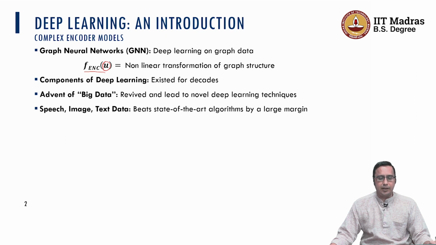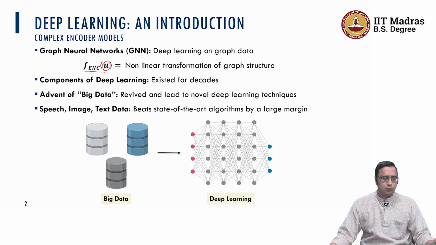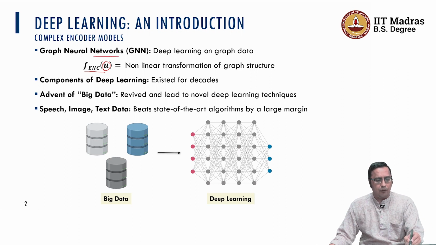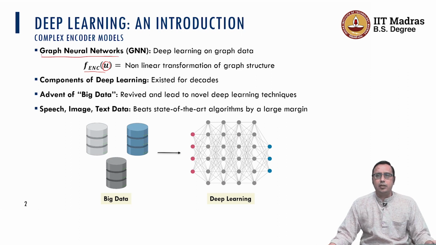For speech, imaging, and text data, we have many state of the art algorithms which provide great performance, and we are using deep learning nowadays for several tasks; Google Translation is one example. Hence I think deep learning is kind of around us, and we are going to give an introduction, a bird's eye view of deep learning and its different components, so that we can introduce you to graph neural networks in coming lectures.